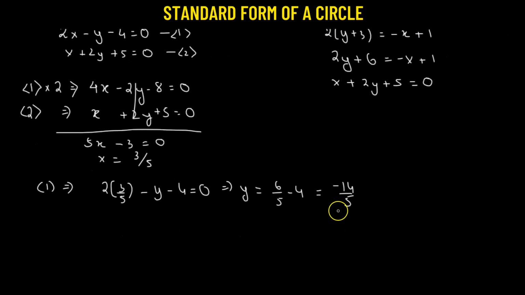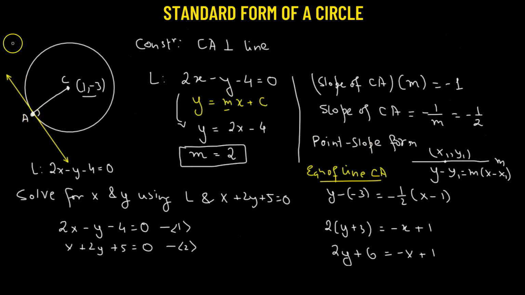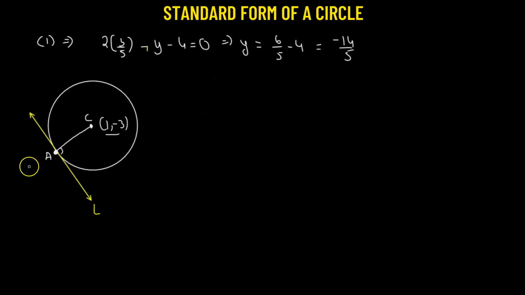Now that we have the x and y coordinates, we also have the coordinates of the point A. So let's note them down. The coordinates of the point A: the x coordinate is 3 over 5 and the y coordinate is negative 14 over 5. So we're almost there. Now we have the coordinates of point A as well as the coordinates of point C. We can use them to find the radius of the circle. What we have to do is use the distance formula. Using the distance formula, we can easily obtain the radius of the circle.